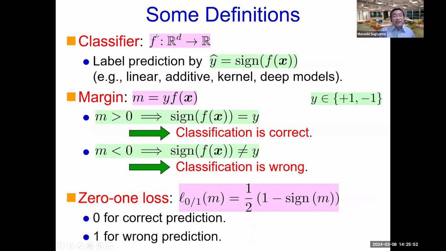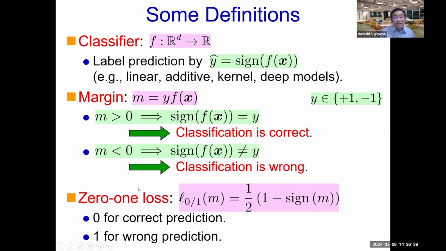Then we consider classifier f that maps x to y. And label prediction is done by the sign of f(x), and it is y hat. We may use any classifier like linear model, additive model, kernel model, deep model, etc. So I don't really specify it. It's just a function. Then for a binary problem, we specifically consider margin. It's a product of output label y and its prediction f(x). If margin is positive, then the sign of f(x) is the same as y, so classification is correct. If margin is negative, then these two do not agree and classification is wrong.